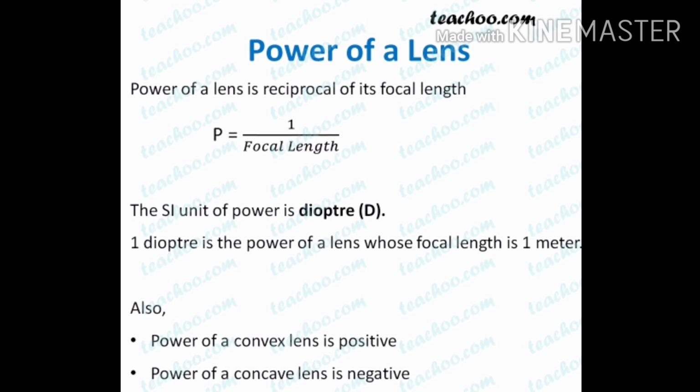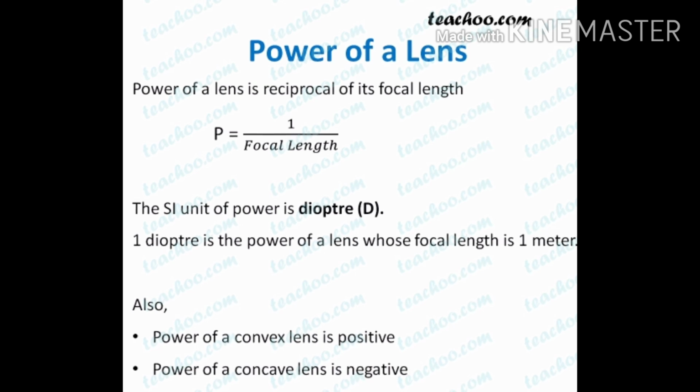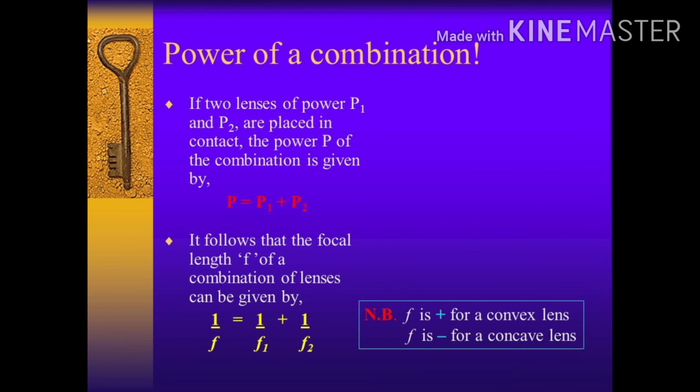Many optical instruments consist of a number of lenses. They are combined to increase the magnification and sharpness of the image. The net power P of the lenses placed in contact is given by the algebraic sum of the individual powers P1, P2, P3 and so on, as P is equal to P1 plus P2 plus P3 plus and so on.